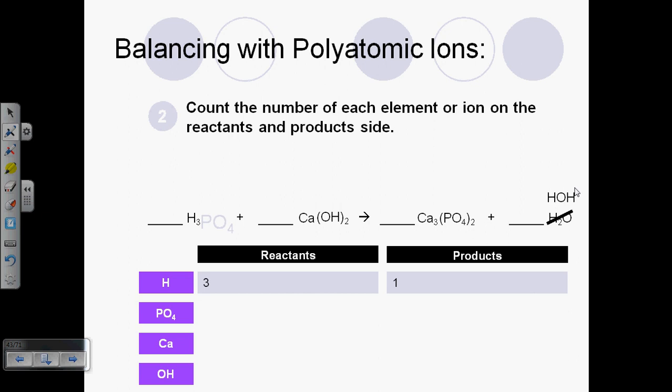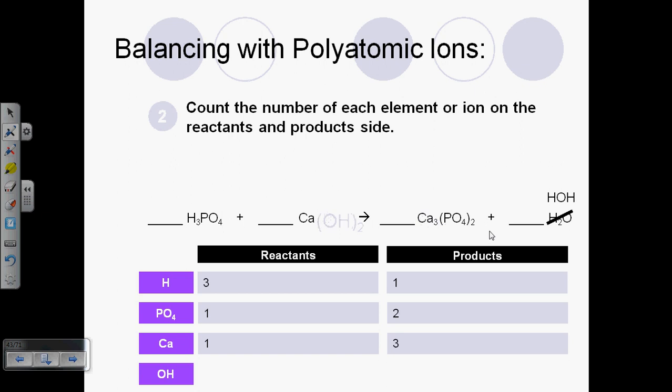PO4s, we have 1 on this side and we have 2 because there's a 2 outside the parentheses right here. We have 2 on the product side. 1 calcium on the reactant, 3 on the product. And then we can now look at our OHs. We've got 2 OHs since there's a subscript 2 here, and we have 1 OH on the product side.